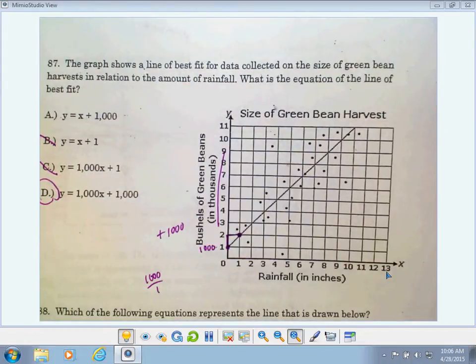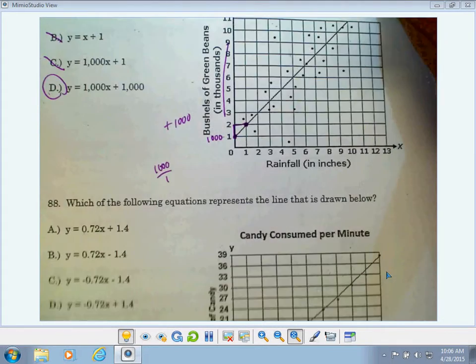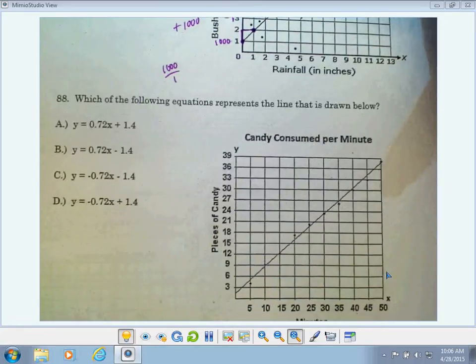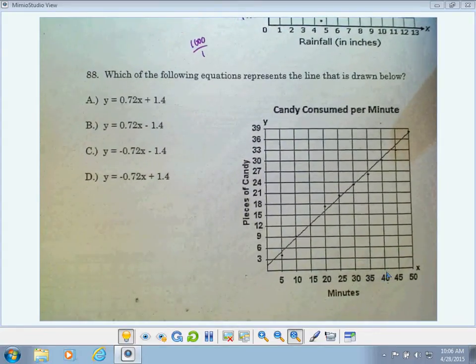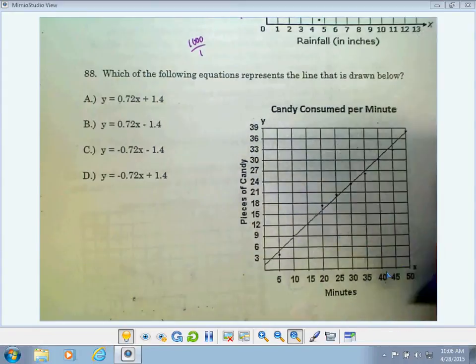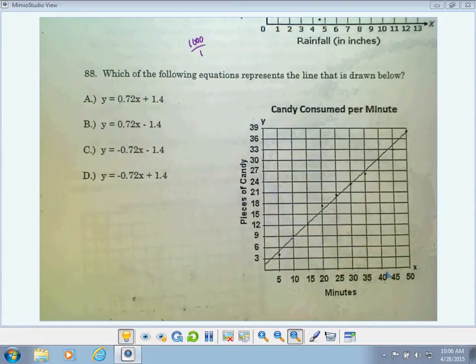Okay, which of the following equations represents the line that is drawn below? So it's the same 3 problems over and over again. Just can we read the graph? Okay, so this is pieces of candy and minutes. So we don't have to worry about any different numbers here. It's just the numbers that we see here.